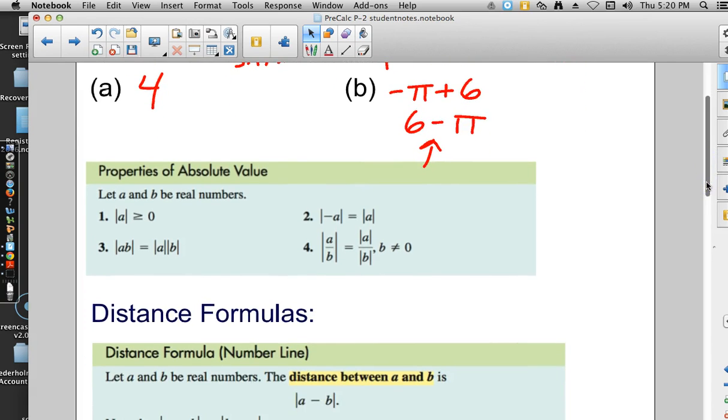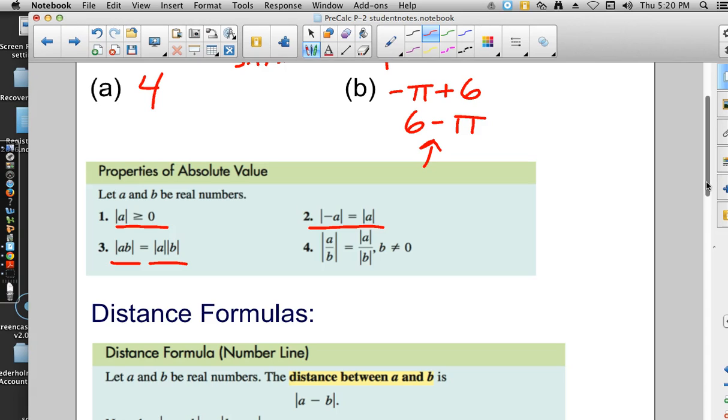Properties of absolute value, well, here we go. It says that the absolute value of A is greater than or equal to 0. Of course it is. It has to be positive. It says that the absolute value of negative A is the absolute value of A. Yeah, that's going to work. And then in 3, we see something very cool. We see that we can split absolute value factors apart, just like we can radicals.